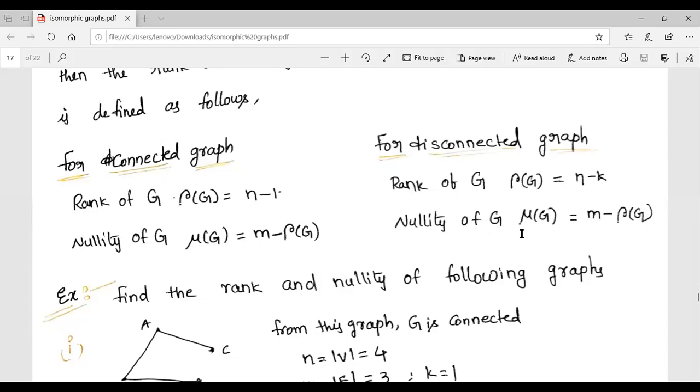So what is the formula to find the rank of a connected graph? n minus 1, and nullity of a connected graph is m minus rho of G. Rank of a disconnected graph is n minus k. Here n is the number of vertices, m is the number of edges, and k is the number of components. The number of components of a connected graph is always 1, and for a disconnected graph it is more than 1. Okay, so let us consider an example.